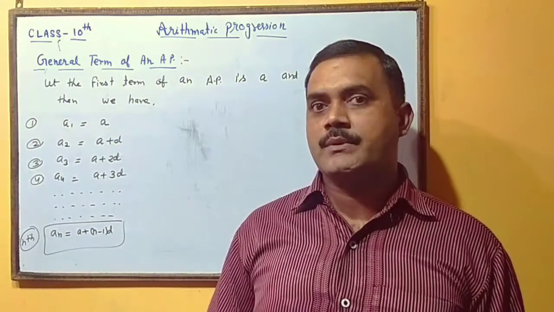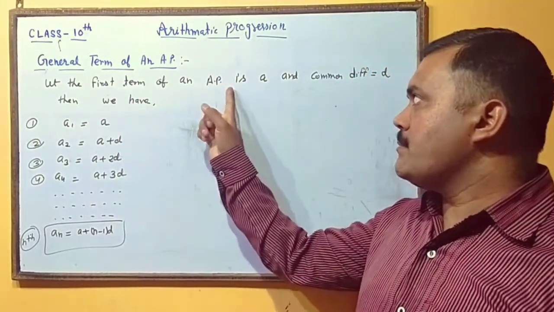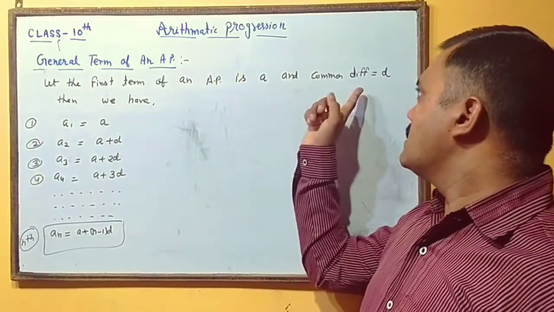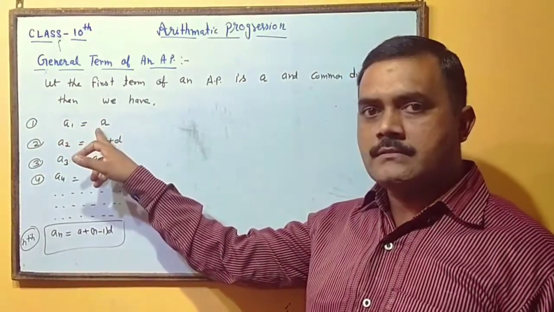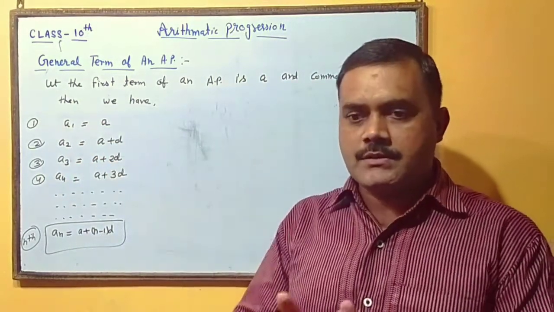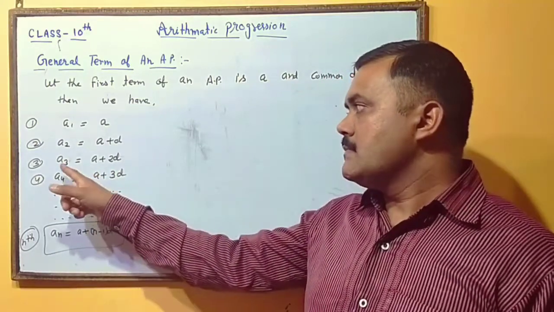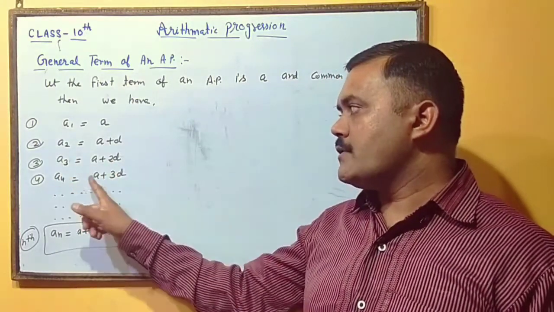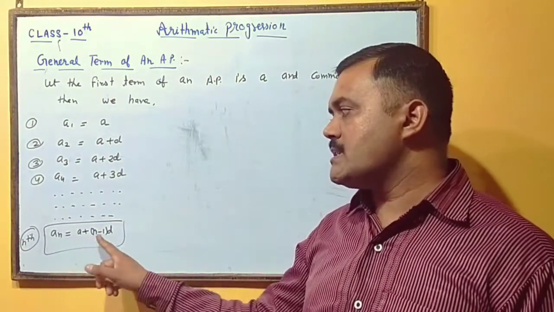So now the next topic is the general term of an AP. General term means, let the first term of an AP be A and the common difference be D. Then we have A1 equals A, A2 equals A plus D from the definition, because each term has the same difference from the previous term. A3 equals A plus 2D, A4 equals A plus 3D and so on. So An will be A plus (n minus 1) into D.